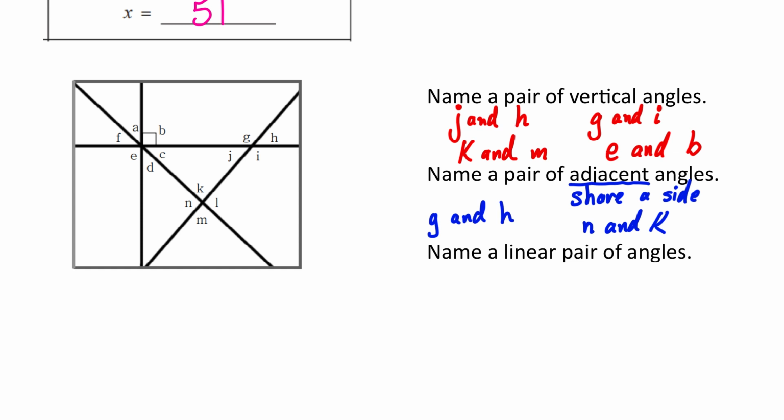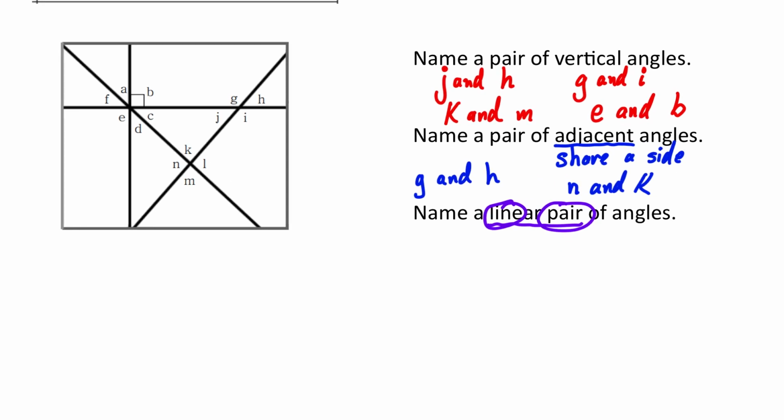Okay, and then the last one here, name a linear pair. So remember, pair means two, and linear means line, they make a straight line. So in this case, G and J are a linear pair because you can see how J and G together make this straight line right here. H and I are a linear pair. K, N, and M are a linear pair.